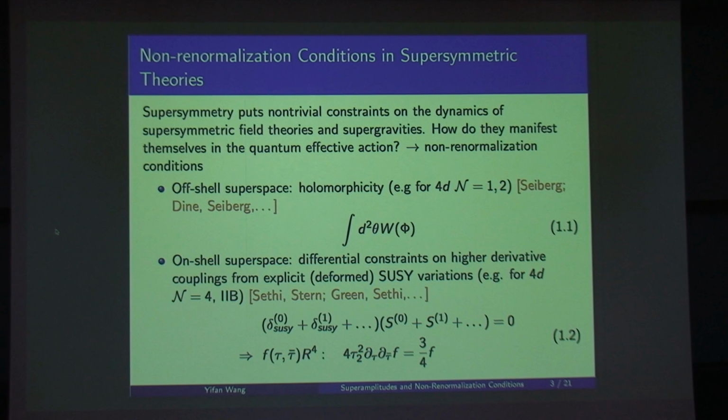So as you all know, supersymmetry puts non-trivial constraints on the dynamics of supersymmetric theories. And the natural question to ask is how do they manifest at the level of the quantum effective action? These are what's commonly known as non-renormalization theorems or non-renormalization conditions. So there are basically two camps to approach this problem. One of them is using the off-shell superspace, which has been extremely successful for less supersymmetries, for example, for 4 supercharges and 8 supercharges. This is commonly known as the holomorphicity conditions for superpotential terms that's been pioneered by Seiberg and then Dine and Seiberg. For example, you all know that for the Wess-Zumino model the superpotential is non-renormalized non-perturbatively. And there are similar statements for the prepotential in the N=2 supersymmetric field theories.